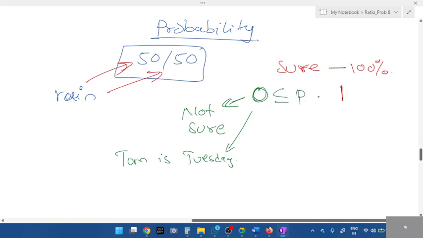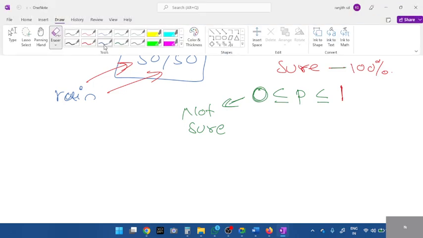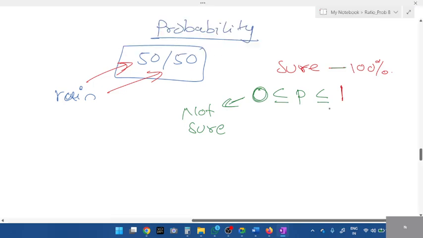This is the formula. Probability. Make a note of this. Zero less than equal to p less than equal to one. So probability, we can't tell it is a sure event, neither a not sure event. It lies somewhere in between. Not sure, and this is sure event.